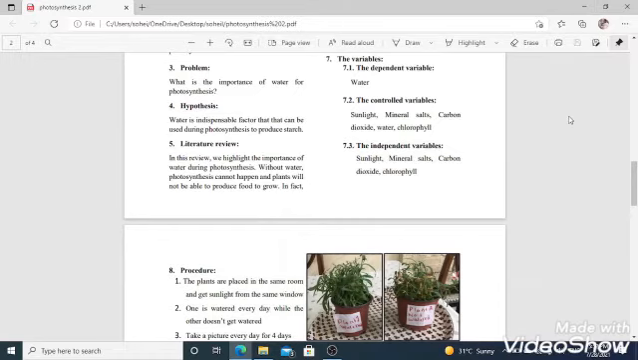In this experiment, there are three main variables. First, the dependent variable. The dependent variable is what you measure in the experiment and what is affected during the experiment. The dependent variable in this experiment is water.